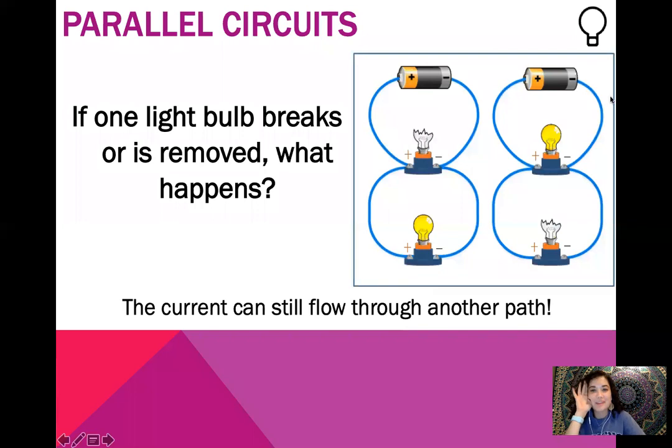All right, sorry about that. So as I was saying, the current can still flow through another path. If we break this light bulb, this one is still able to be illuminated because the current will just move through this pathway instead. Same thing over here. If this light bulb becomes broken or removed, the current will just flow through this pathway.